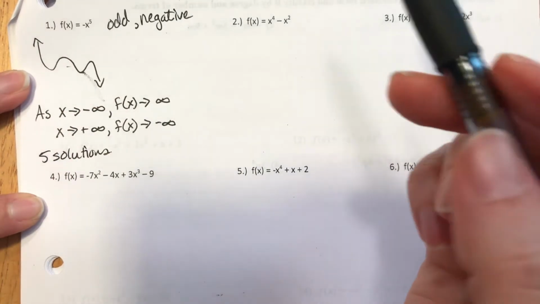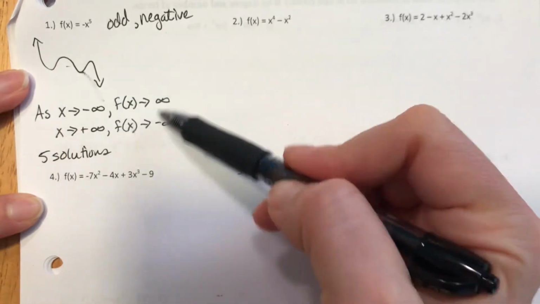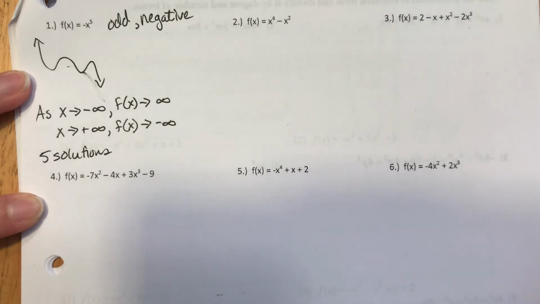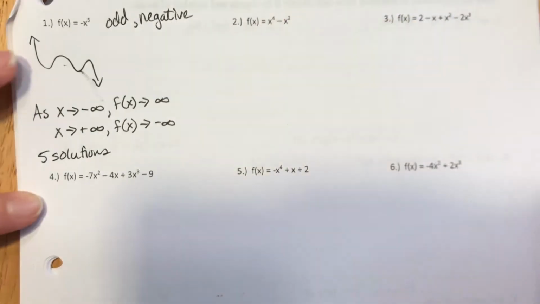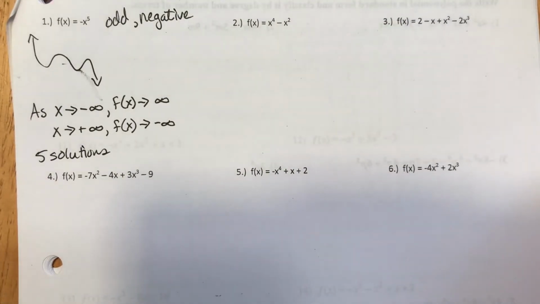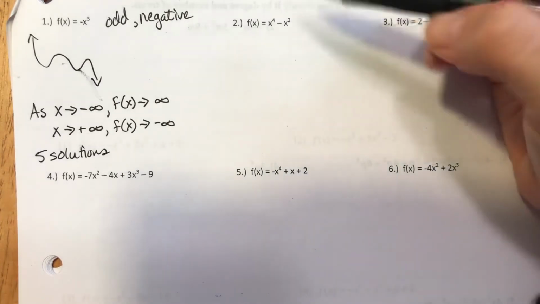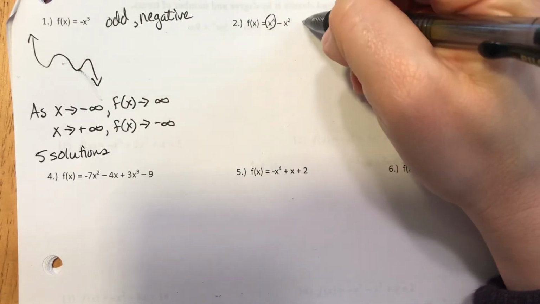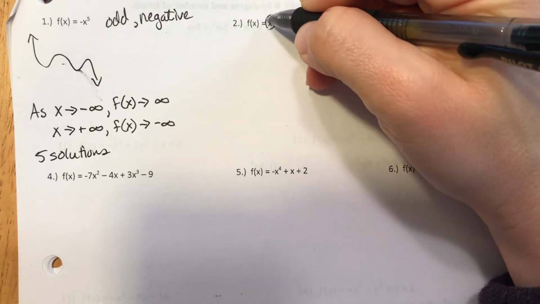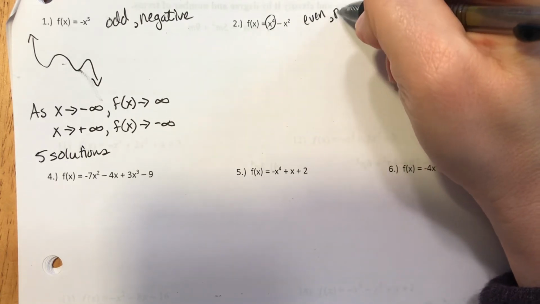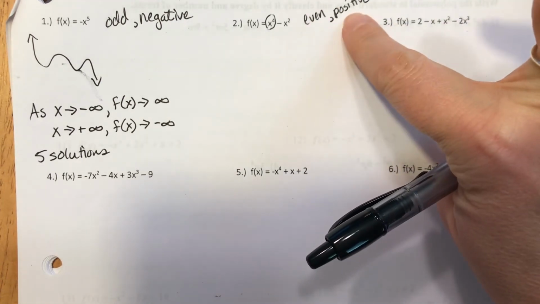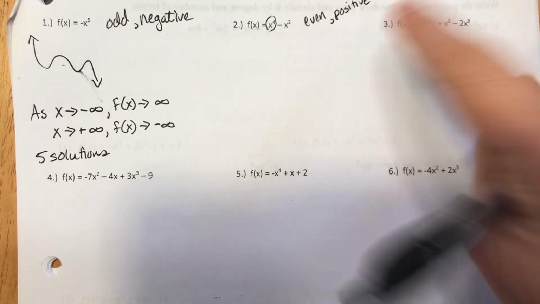We want to write down the end behavior, draw a little sketch, and come up with how many solutions. So, number 2. First we need to decide, is it even or odd, and is it positive or negative? The highest exponent is 4, okay? So it's even, and it's a positive 1 as the leading coefficient. So it's even and positive, which means what?